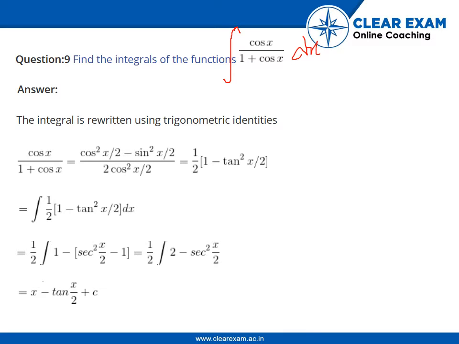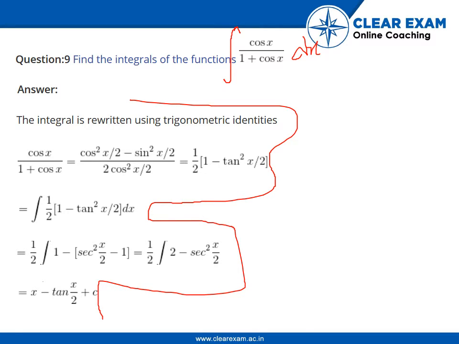One of the approaches you can see on the screen, this one. Let me show you another approach. So let us take the expression first. Our expression is cos x upon 1 plus cos x. What we do is add 1 in the numerator and subtract 1.